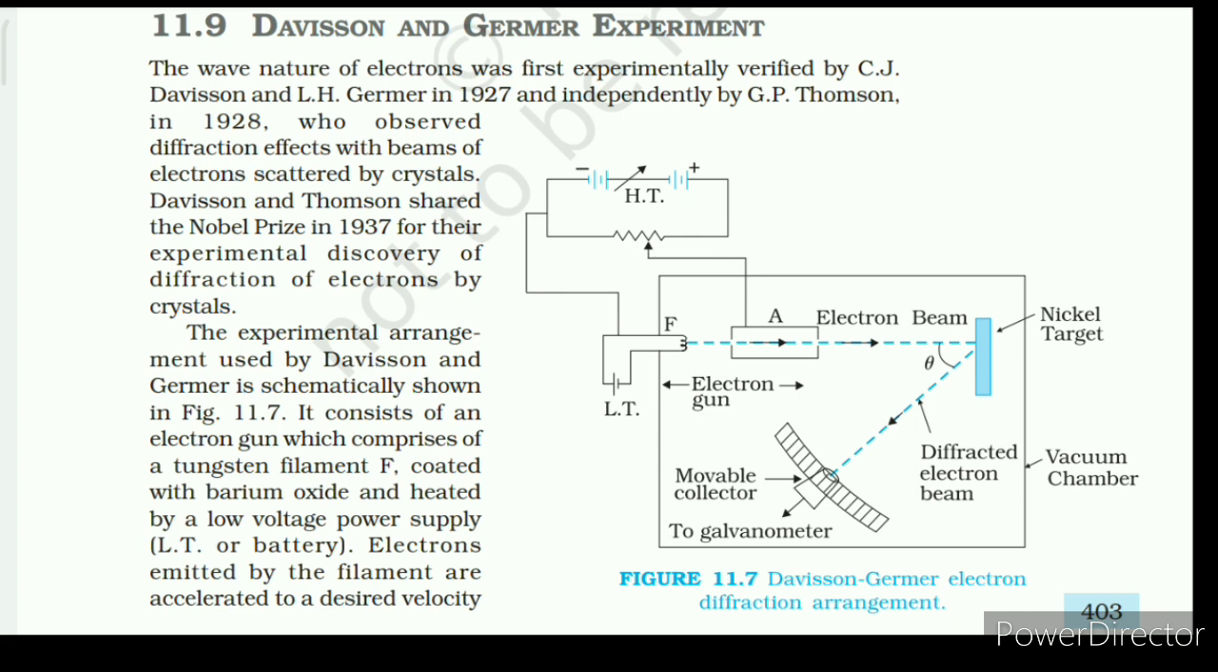From the electron diffraction measurements, the wavelength of matter waves was found to be 0.165 nanometer. The de Broglie wavelength lambda associated with electrons, using equation 11.11 for V equal to 54 volt, is given by lambda equals h upon p. Thus, there is an excellent agreement between the theoretical value and the experimentally obtained value of the de Broglie wavelength. The Davisson-Germer experiment thus strikingly confirms the wave nature of electrons and the de Broglie relation.